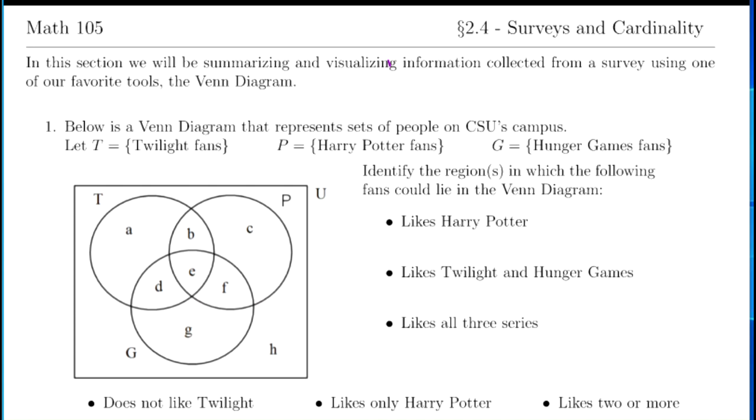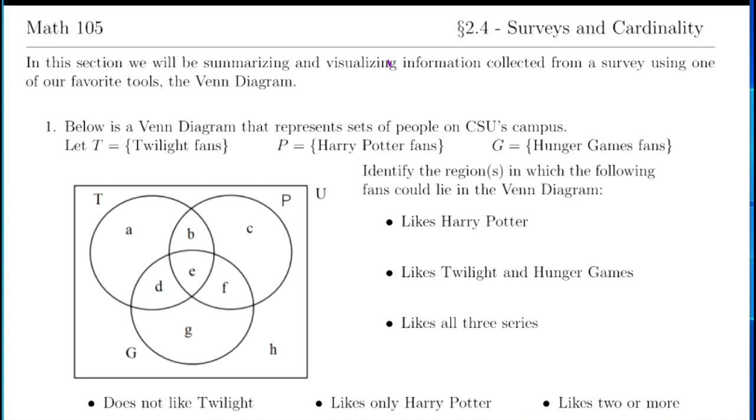So for section 2.4, we are given some information from a survey, and we can use a Venn diagram and that information to conclude additional information. So we're going to start. I'm going to do this example number 1 in the video, and then we'll do some more examples in class.